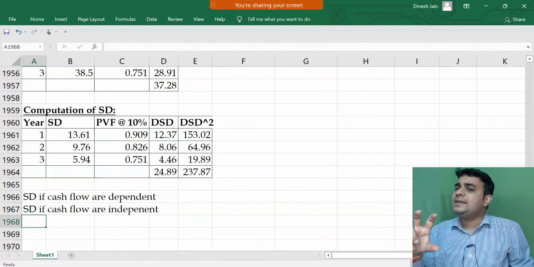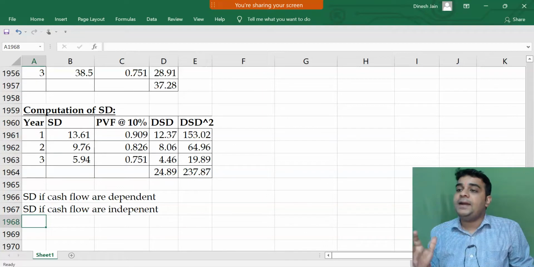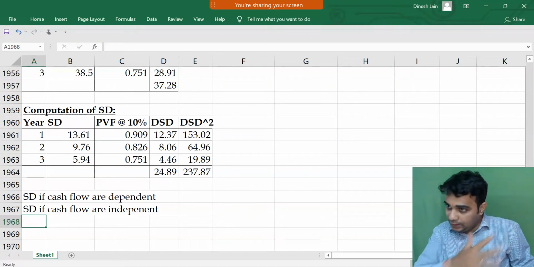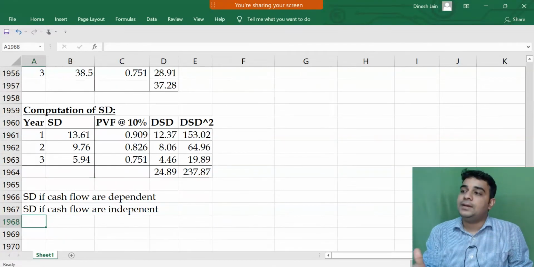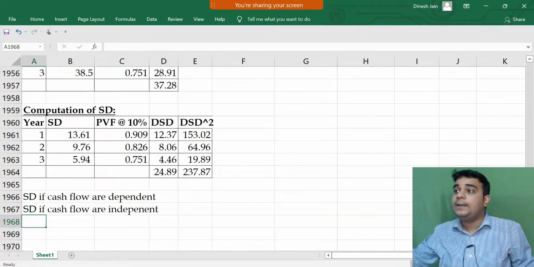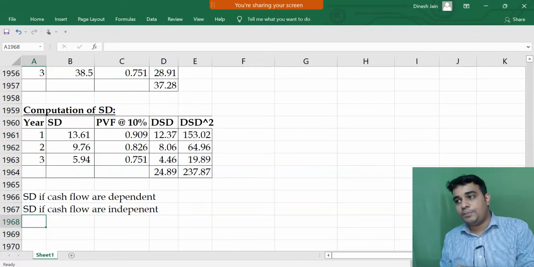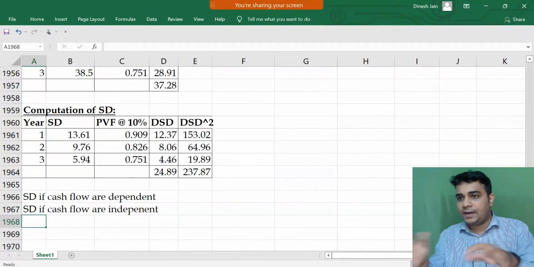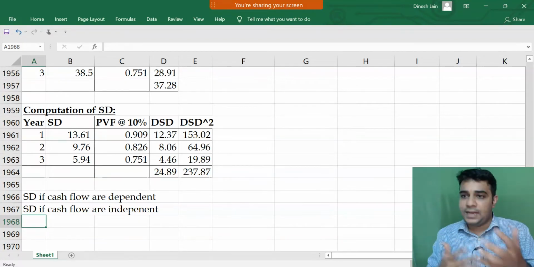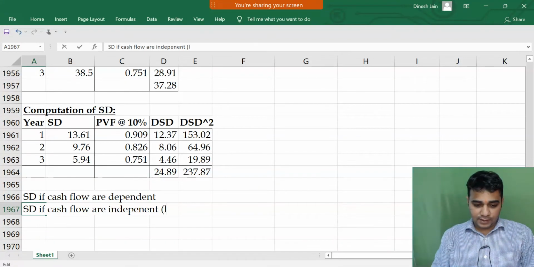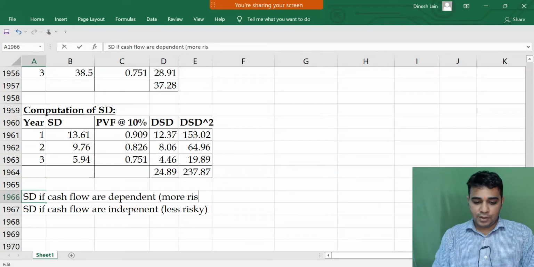This is a slightly riskier proposition. Dependent cash flow is risky because if you get a good year, you are happy, you will continue to get a good year. But if you get a bad year, you are gone, you will continue to have only bad years. Independent means one year could be good, second year could be bad, third year could be good, fourth year could be bad, fifth year could be moderate. So you will get a combination of it. So independent is less risky. Dependent is more risky.